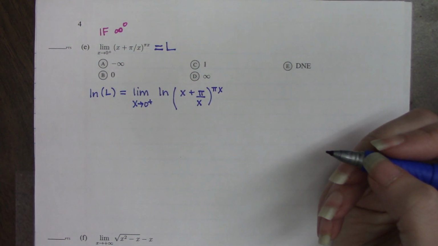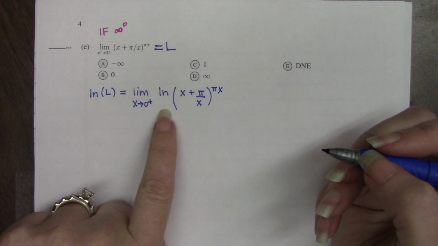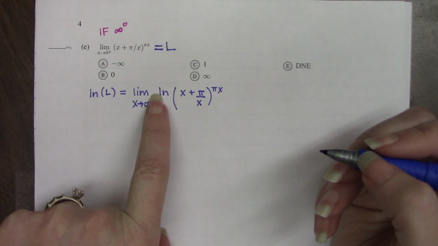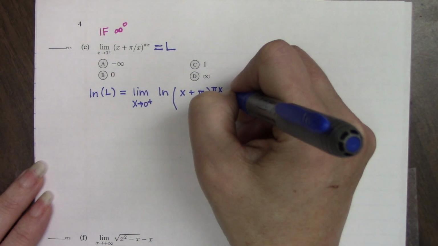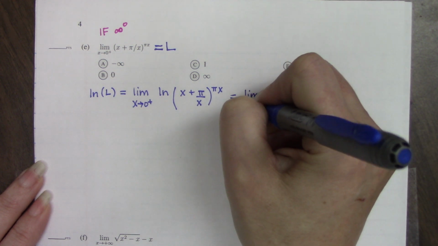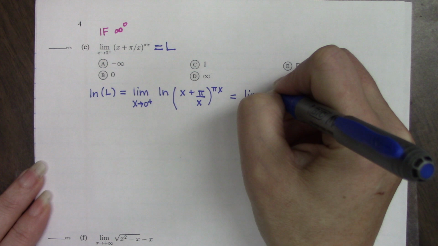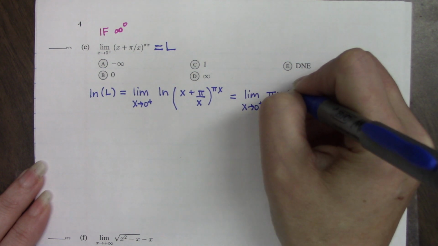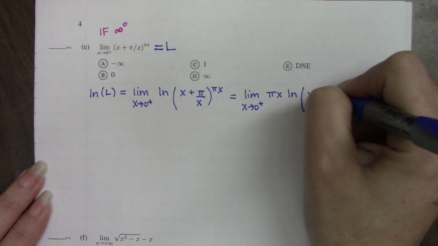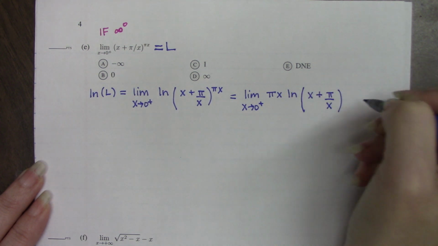Now the whole purpose of taking the natural log was so that we can take advantage of the algebraic property it has that says you can bring an exponent down to the front. So this is going to give us the limit as x approaches 0 from the right of pi times x times the natural log of (x + pi/x).